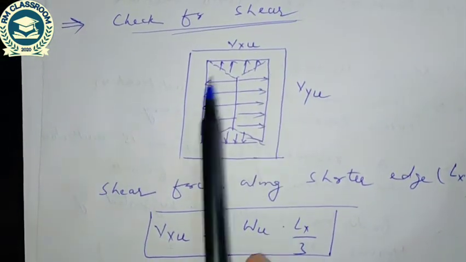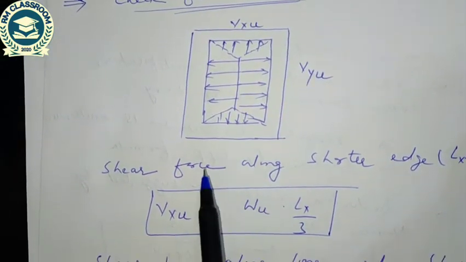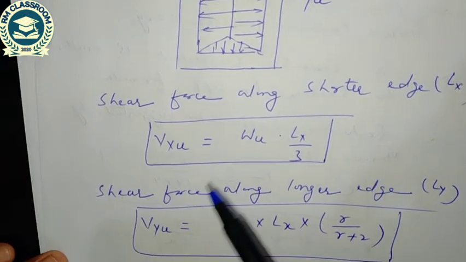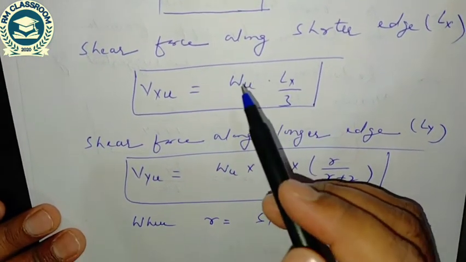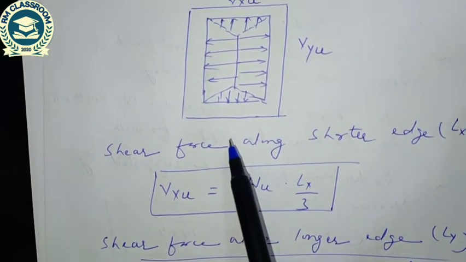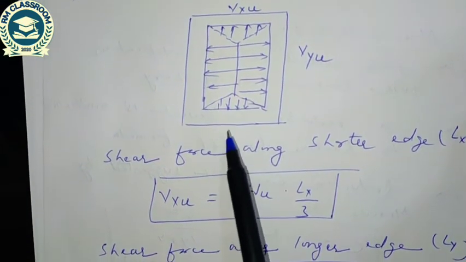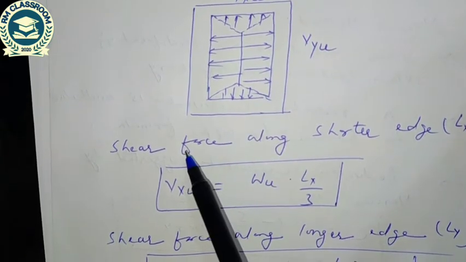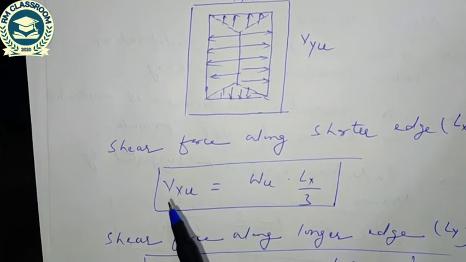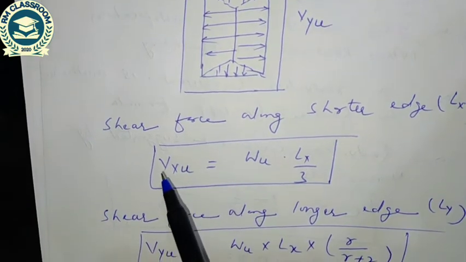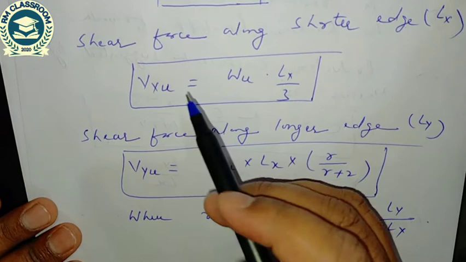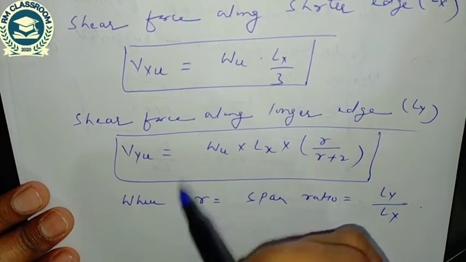In the previous discussion we computed the shear force equal to WL by 2 for a simply supported slab, and for the continuous slab, I told you that it can be computed using the IS code provision. The code suggests the shear force coefficient at the support and at the critical section, and the critical section is at a distance of small d from the support.